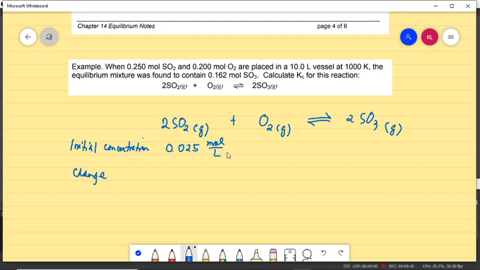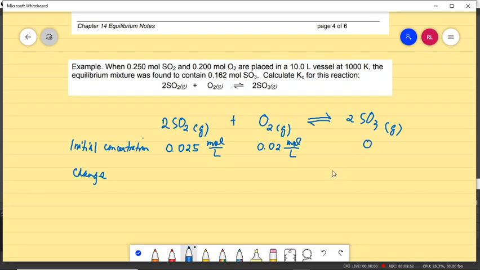How about your oxygen gas? You have 0.200 divided by 10, so that is 0.02 mole per liter. Now, how about our product, sulfur trioxide? Understandably, we don't have sulfur trioxide at the start. Therefore, the initial concentration of sulfur trioxide is 0 mole per liter.